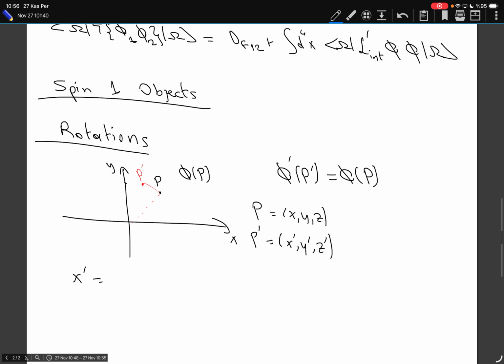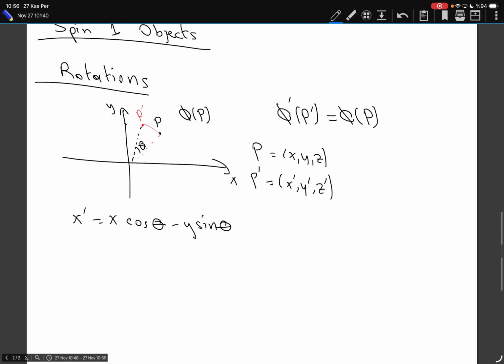Let me call this rotation angle theta. Well, x prime will be x cosine theta minus y sine theta, and y prime is y cosine theta plus x sine theta, and z prime is equal to z.